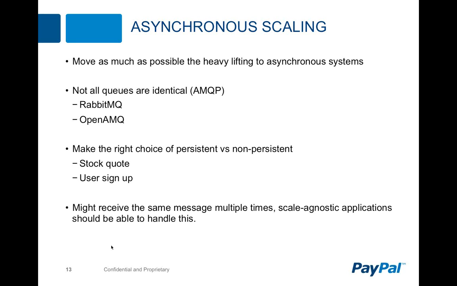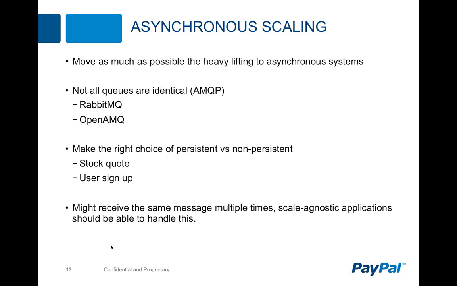So you have to make good choices. It depends on the amount of experience that you want to have, whether it's persistent or non-persistent. A classic example that's always thrown around in terms of queuing is a stock quote, right? So if I'm interested in, say, the stock of Google as of now.